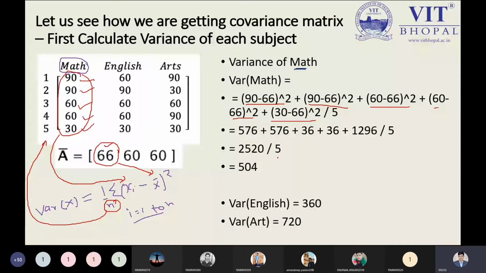We got all these values. I have calculated and tested all values in my notebook, and I have the proof here. We got the variance of mathematics as 504. And if you solve this problem for the English and art subjects, you will get the variance of English as 360 and art as 720.